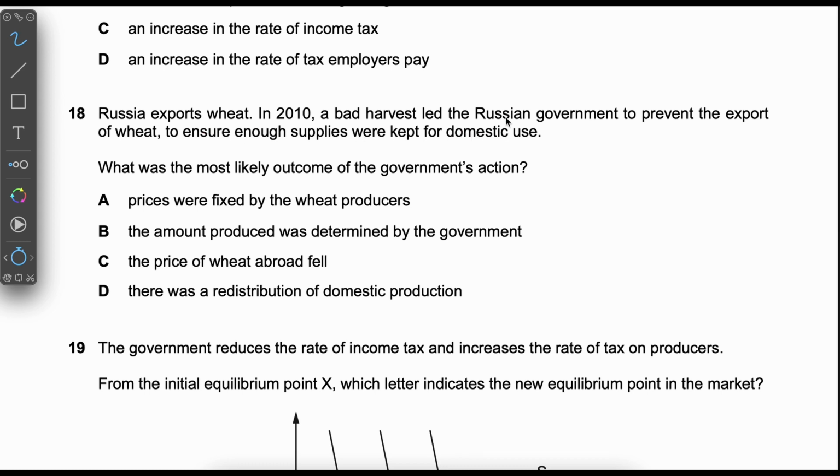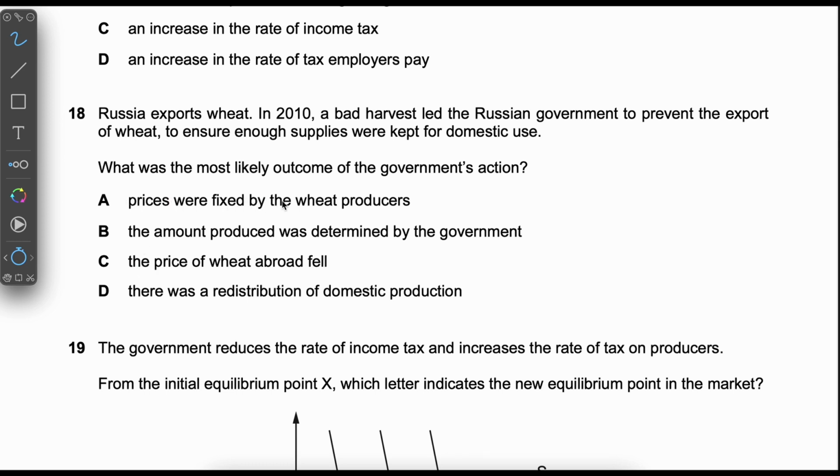Okay, so basically what happened here is that there was a bad harvest. They ran out of wheat. So they wanted to stop Russia exporting the wheat to other countries to benefit other countries, and they wanted to keep it for themselves. Okay, what was the most likely outcome of the government's action? Okay, this is a weird question. Might be difficult to get to the answer.